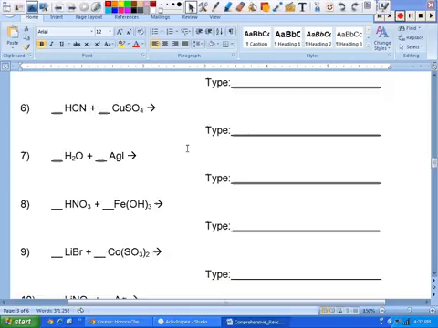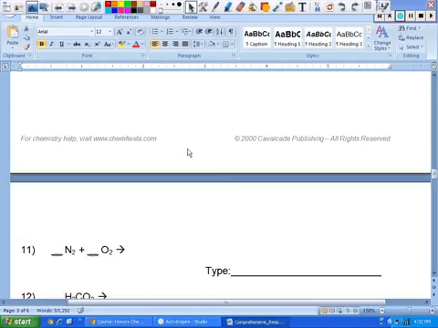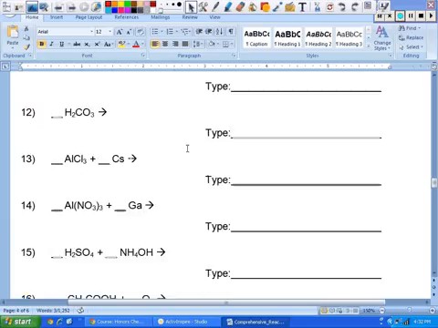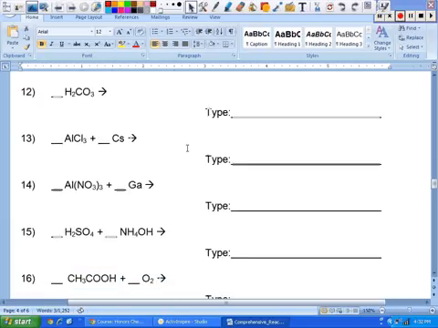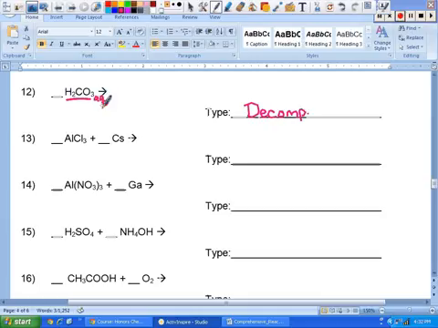Tell you what, let's do number 12 because this one might give you a little bit of trouble. This is a decomposition because you have one compound. Now, this is a specific type of decomposition. If you'll look in your notes, this is an acid. Okay, this is carbonic acid, and it says some acids will break down into carbon dioxide plus hydrogen gas. Okay, carbon dioxide plus hydrogen gas. That is what some of them will break down into.